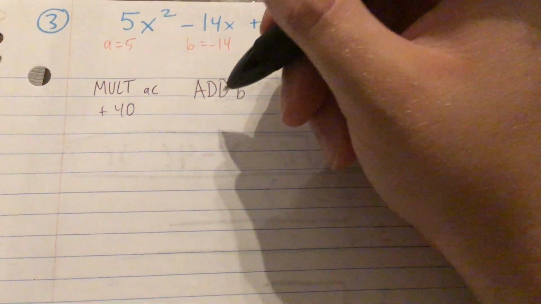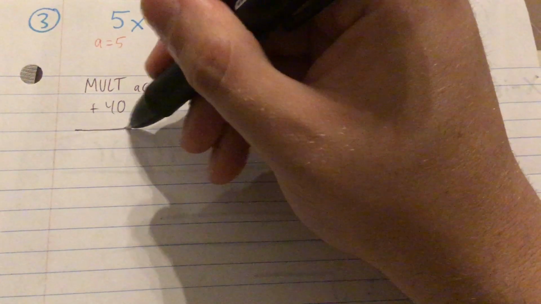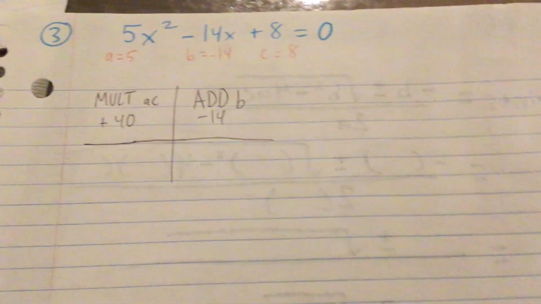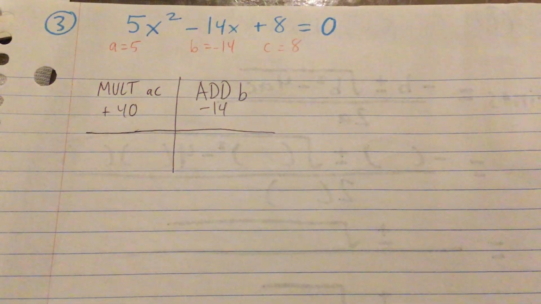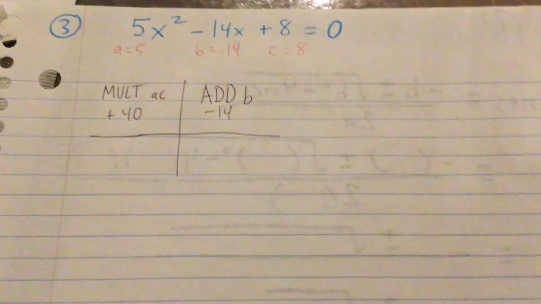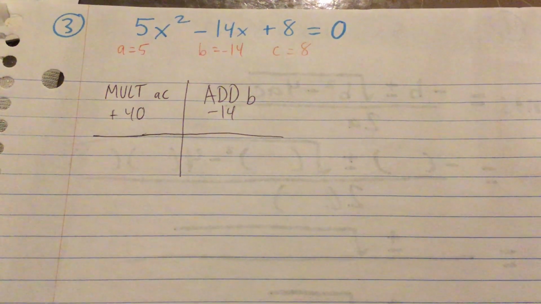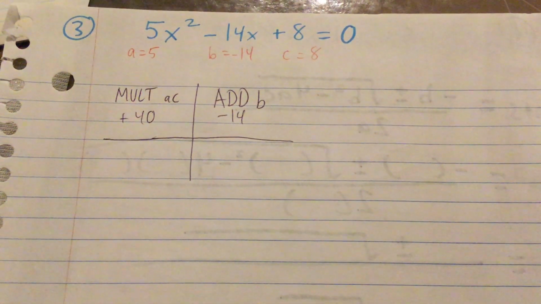So I need to figure out the winning combination. If I want to do this with factoring, what two numbers multiply to AC and add to B? So A times C is positive 40, and add to B, that'd be negative 14. So if you want to figure out this winning combination, what two numbers multiply to positive 40 and add to negative 14? If you want to do this on your own, you can pause the video, because I'm going to give the solution in 3, 2, 1.